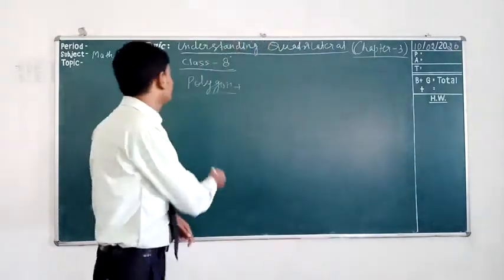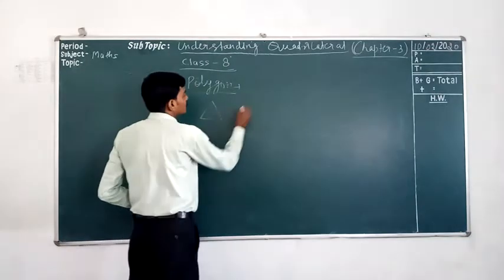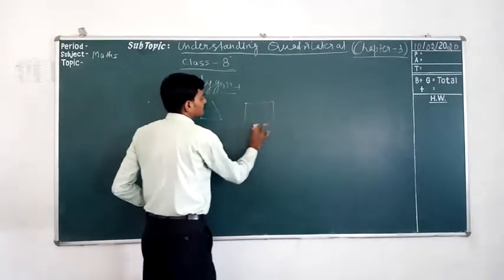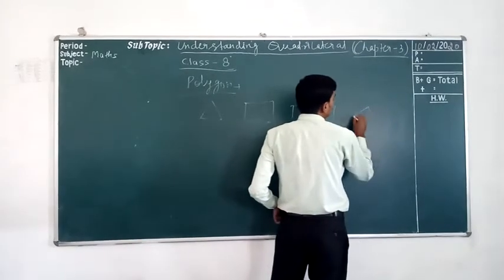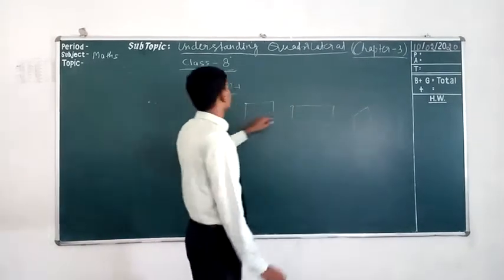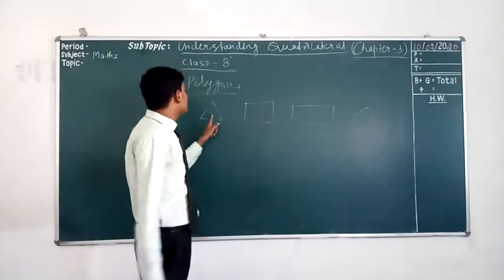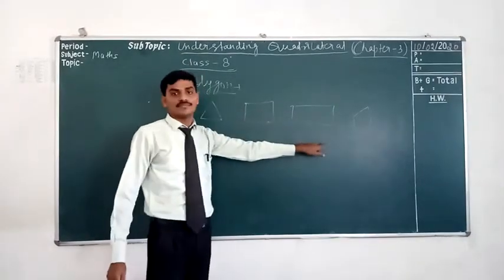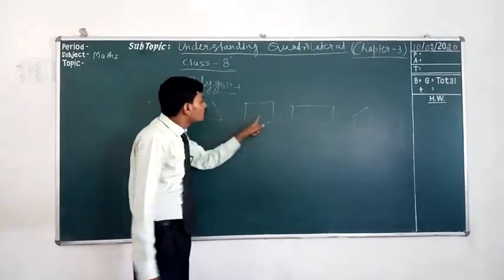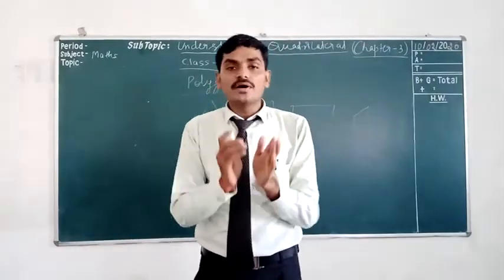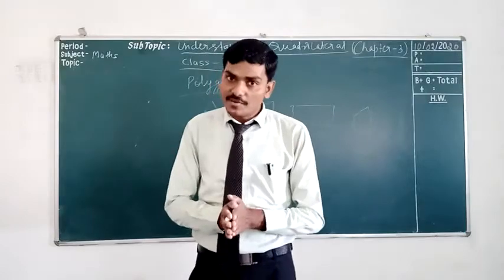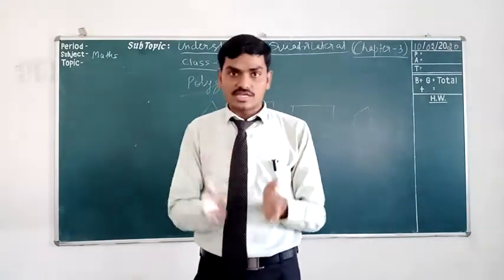For example, triangle, square, rectangle, pentagon. These all are polygons because they are made up of only line segments and they are closed figures. So the definition of a polygon is a simple closed figure which is made up of only line segments.